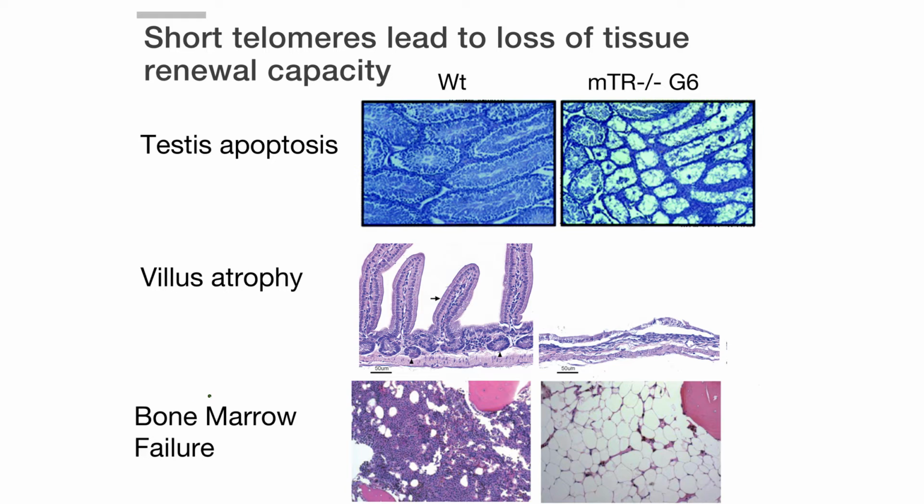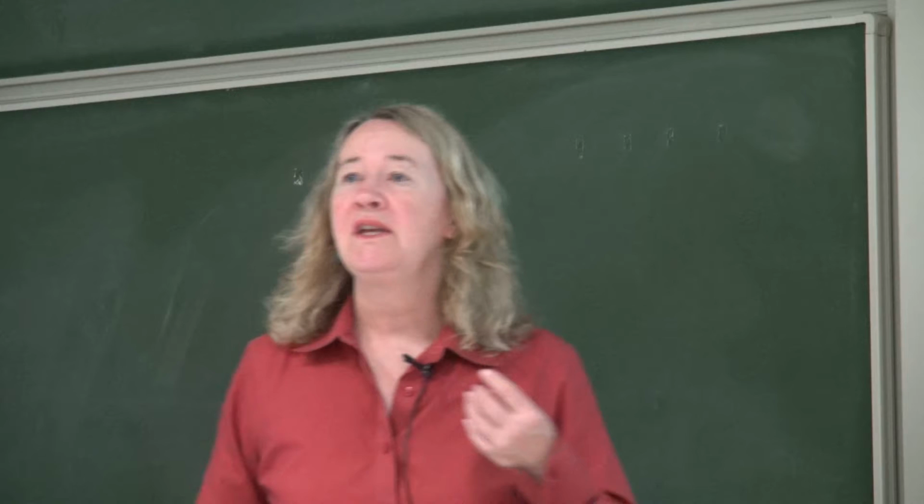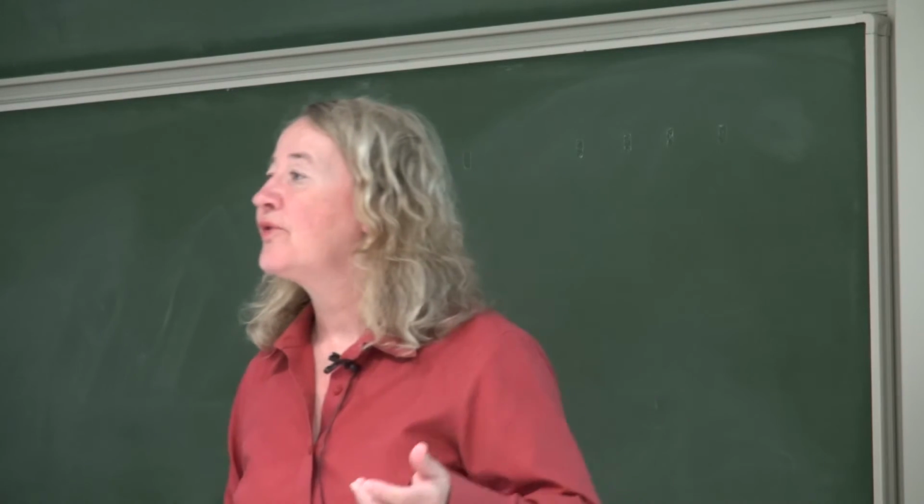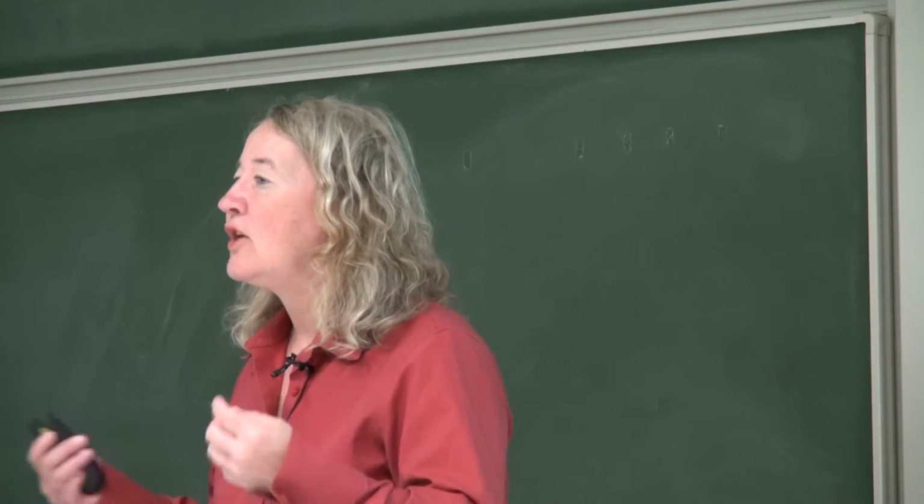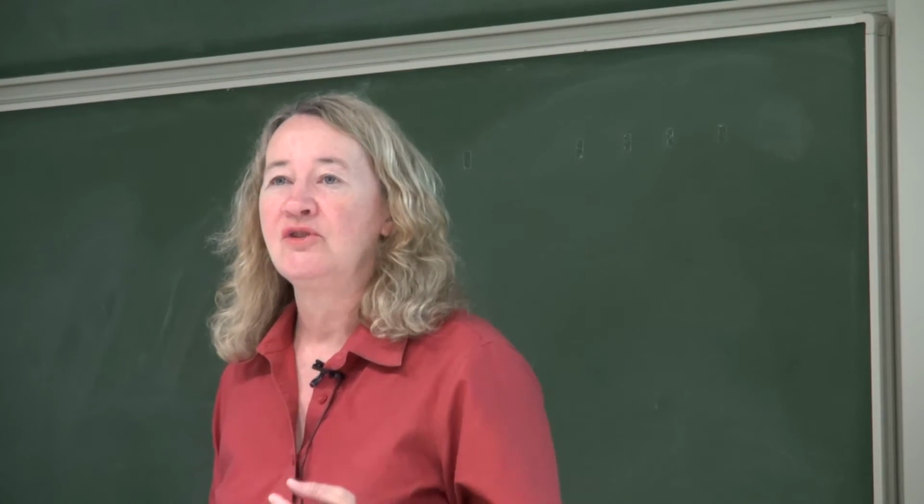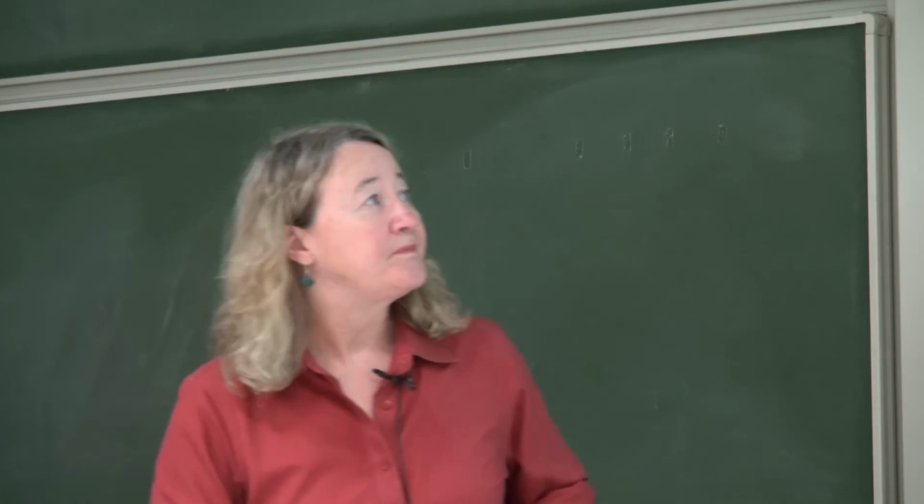And there's also bone marrow failure. Normally you see this cellularity within the bone marrow, and here you can see this empty bone marrow. These were cells of high turnover, so it was something that might be expected due to the increased number of cell divisions that these tissues undergo.